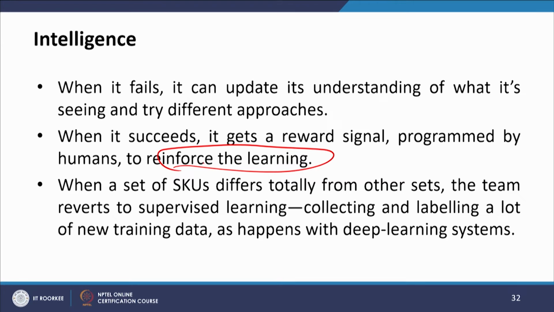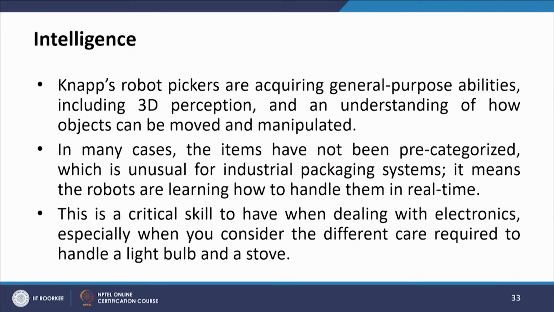When a set of SKUs, that is stock keeping units, differs totally from other sets, the team reverts to supervised learning, collecting and labeling a lot of new training data, as happens with deep learning systems. Knapp robo pickers are acquiring general purpose abilities, including 3D perception and an understanding of how objects can be moved and manipulated. In many cases, the items have not been pre-categorized, which is unusual for industrial packaging systems. It means that the robots are learning how to handle them in real time.